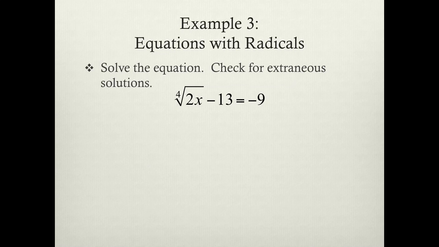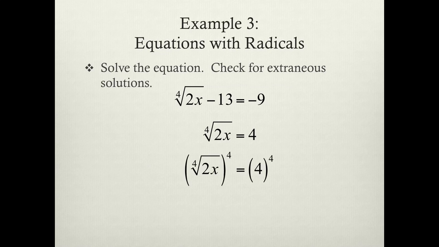How about for this one? If I add the 13 to both sides, I'm going to get the 4th root of 2x equal to 4. Then I would take each side to the 4th power, to get 2x equal to 256, and then divide both sides by 2 to get x equal to 128. So again, if I substitute this in, 2 times 128 is 256. The fourth root of 256 is 4, and 4 minus 13 is negative 9. So this one also works.